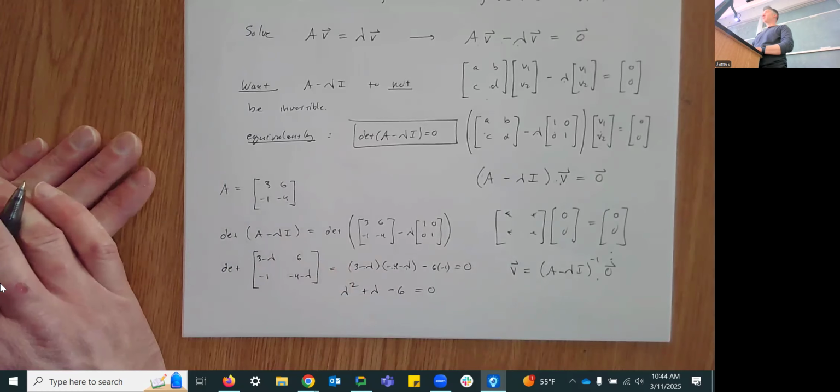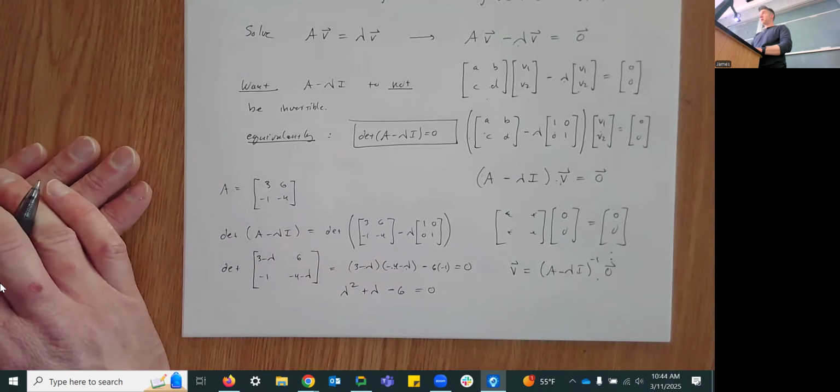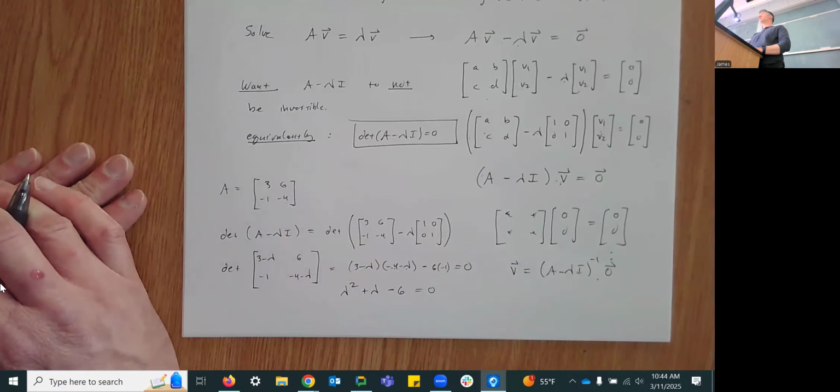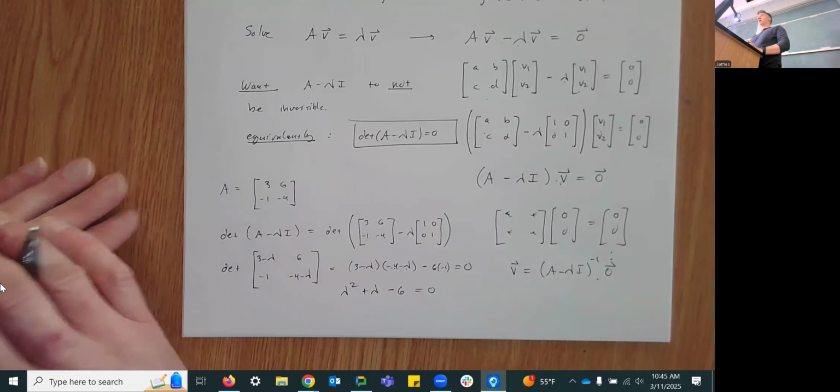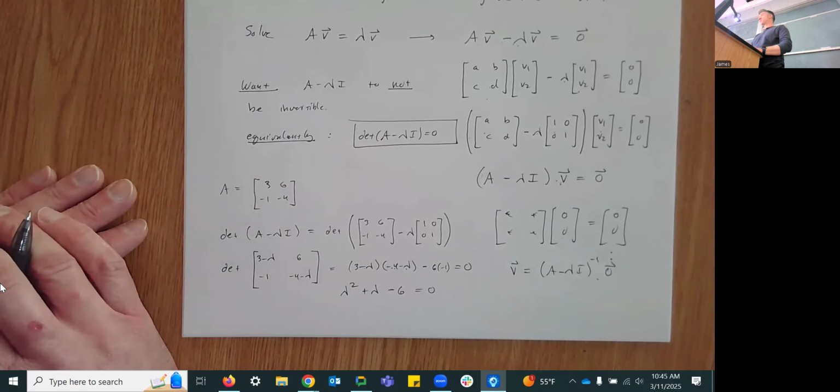Some of the time this will factor nicely, some of the time it won't. I will warn you, in 17C, you're going to see also a fair number of complex or imaginary eigenvalues. Those come up and we deal with them. So don't be afraid of getting kind of funky solutions to this quadratic equation.